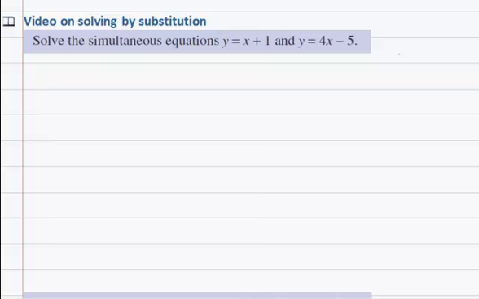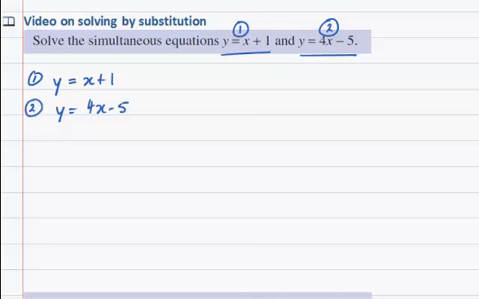Okay, so what we're looking at here is two equations, y equals x plus 1 and y equals 4x minus 5, and we need to solve them using the method of substitution. So what we can do is label each of these equations as equation 1 and equation 2. You notice that equation 1 is y equals x plus 1, and equation 2 is y equals 4x minus 5.